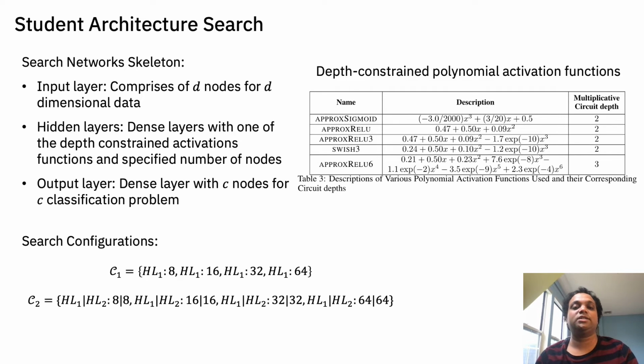So the search configurations for one hidden layer include 8 to 64 hidden nodes, and for C2 it's two hidden layers with different varying numbers of nodes as shown here. And we perform an architectural search by trying out different nodes here and basically picking the best possible architecture suited for that particular problem.